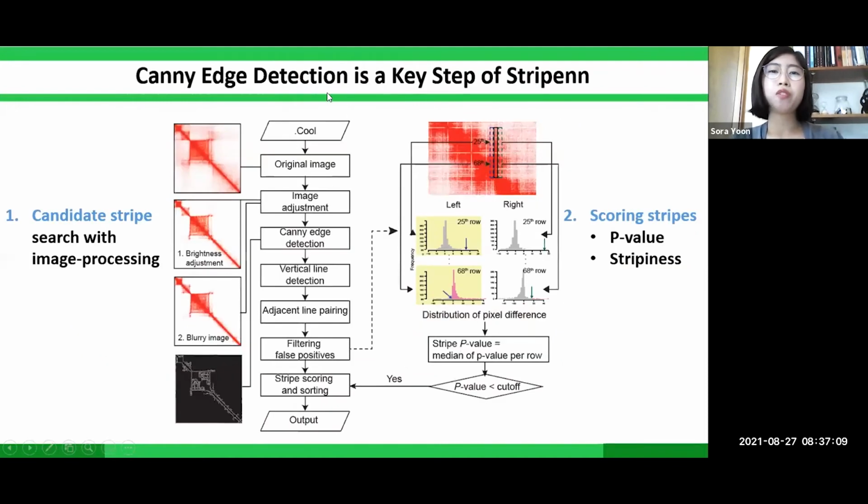This is the workflow of Stripenn. The Stripenn workflow is divided into two parts. The first part is the candidate stripe search with image processing techniques. The second part is scoring stripes using p-value and stripiness. In the candidate stripe search part, the Canny edge detection method is the key step.